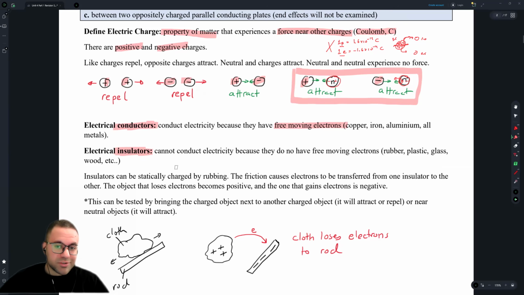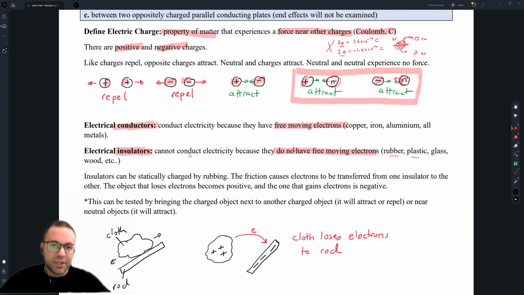Insulators do not conduct because they do not have free-moving electrons. Somebody forgot the letter T here when typing this sheet, aka me. Oh, well, do not have free-moving electrons. Things like rubber and plastic and glass and wood, you should be familiar with different types of insulators.